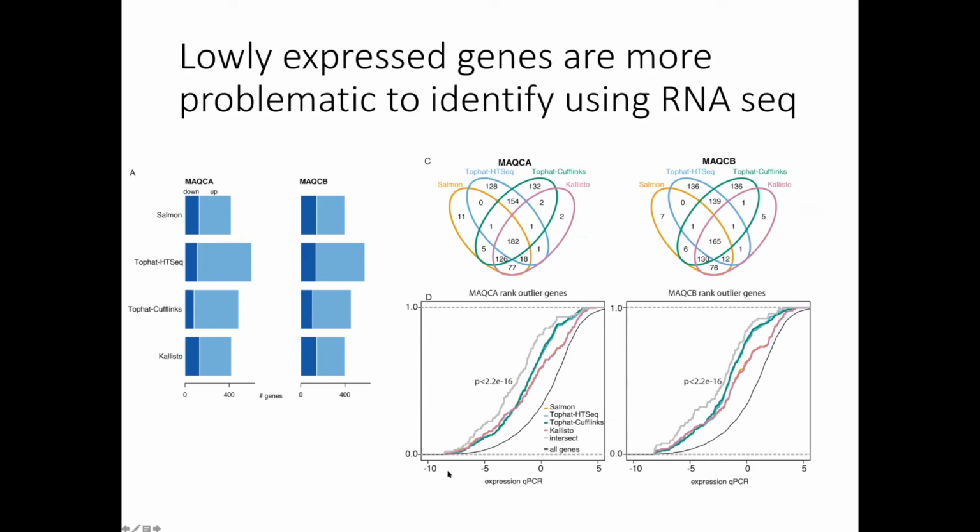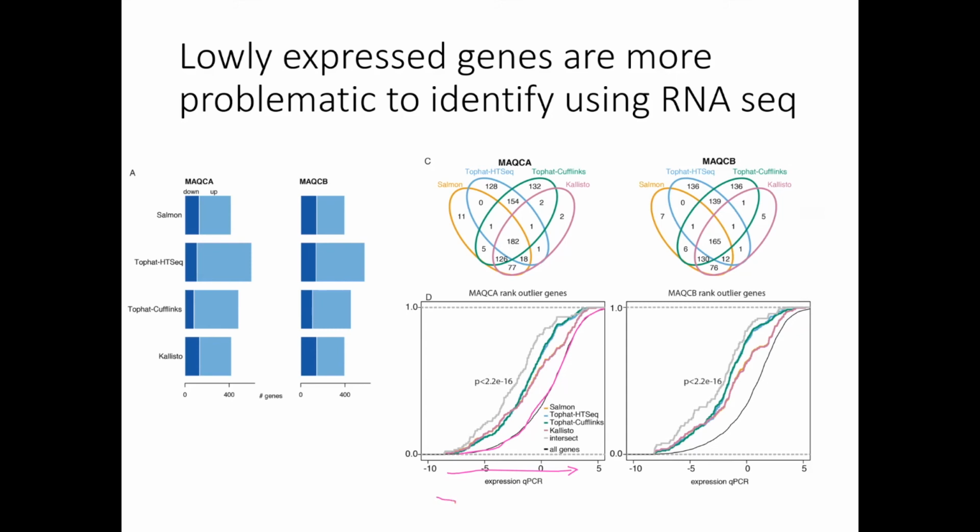Where you have expression on the x-axis. So the more highly expressed, the more to the right you are. And this is the distribution of expression of the genes. So it's this one here. And the ones in the other colors are the ones that are differentially expressed between the qPCR and the other samples.